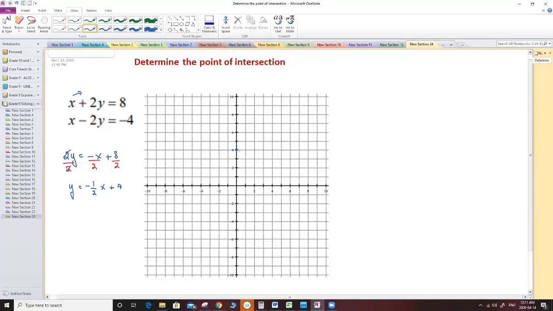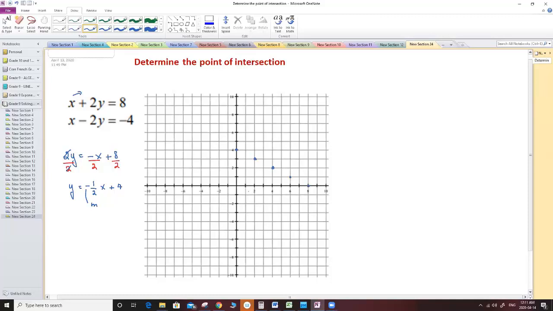And the slope is negative. Since the slope is negative, that means the line is going down. How? By rise 1 and run 2, because the slope is one half. So run 2, rise 1, run 2, rise 1, and so on.